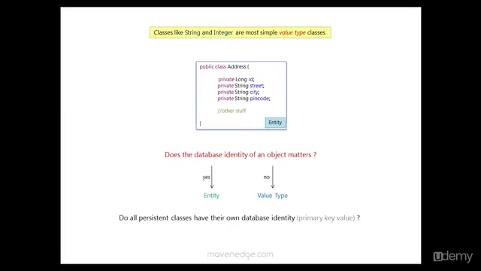Now, the question we asked at the beginning of this session was, do all persistent classes have their own database identity? I'm sure you know the answer by now. The answer is no, they don't. Sometimes you have an object model which has more classes than the number of corresponding database tables to store data for them.